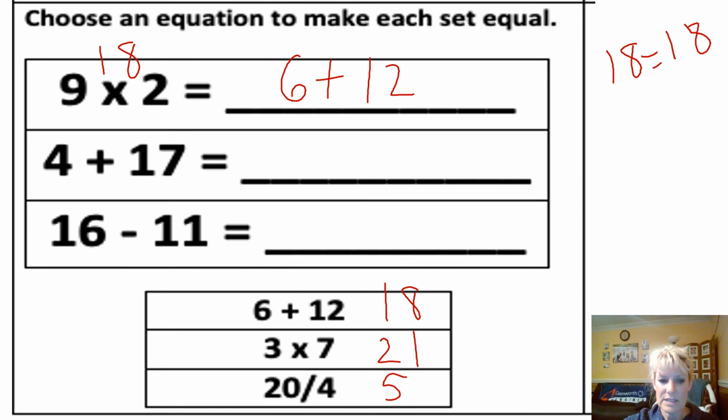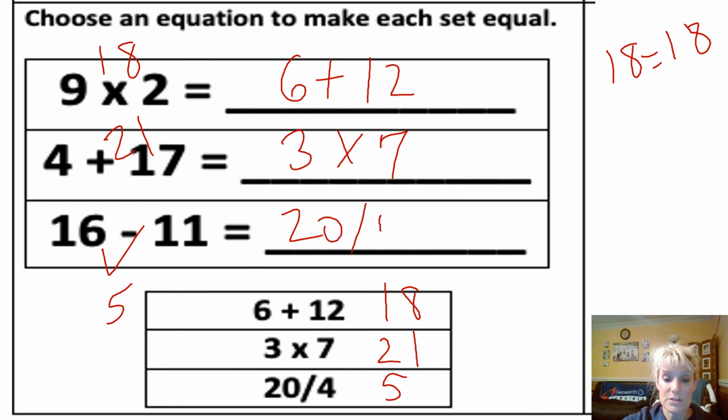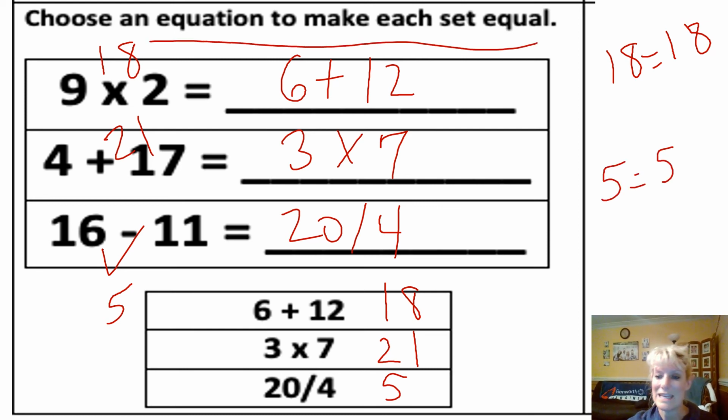All right. 17 plus 4, 17, 18, 19, 20, 21 equals 21. So I need something over here to equal 21, and I see 3 times 7 equals 21. And my last one, 16 take away 11. If I count up, I think it's 5: 11, 12, 13, 14, 15, 16. All right. So because this is 5, I have 20 divided by 4, which is 5, because 5 equals 5. So I balanced them. I made them equal. I hope you got that right too.